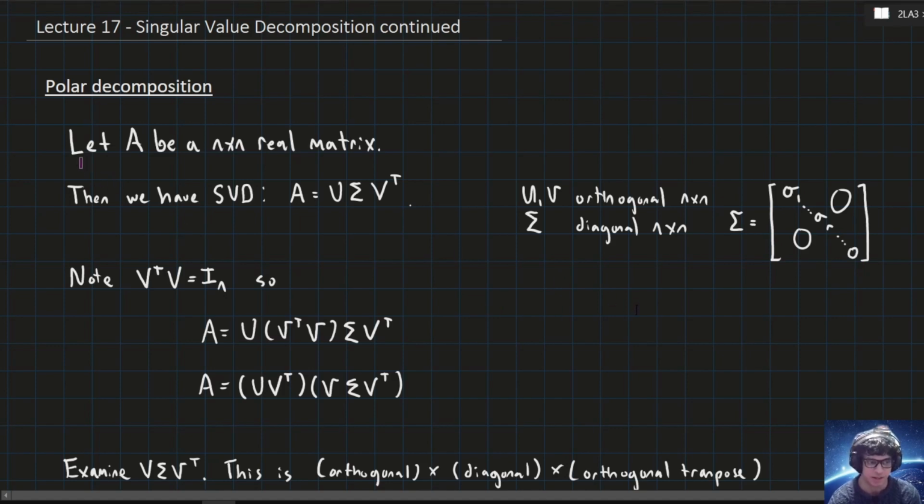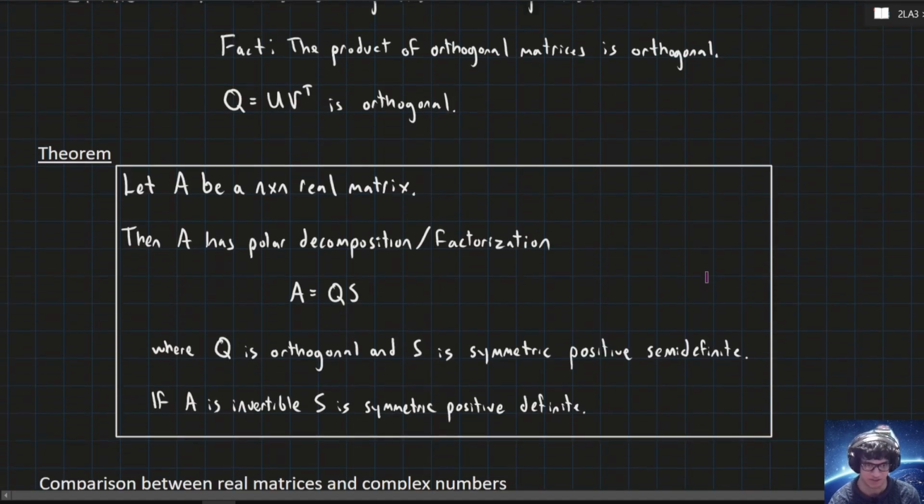So if A is invertible, that means the rank of A equals n. That means we'll get all positive eigenvalues filling up the whole diagonal here, and so S will be positive definite. If the rank is less than n, then it'll look more like this matrix here. It'll go up to sigma r, and then there will be some zeros. And that will mean it's not invertible, and it's only positive semi-definite.